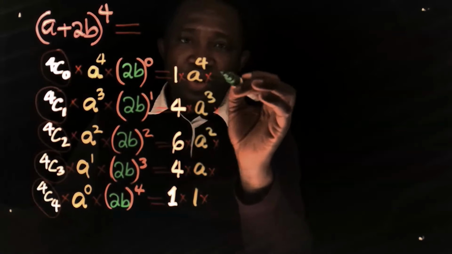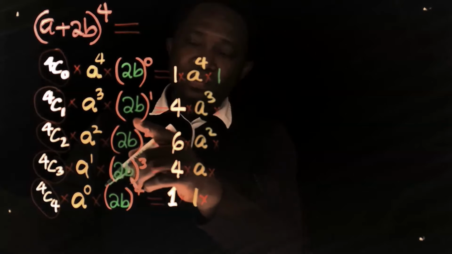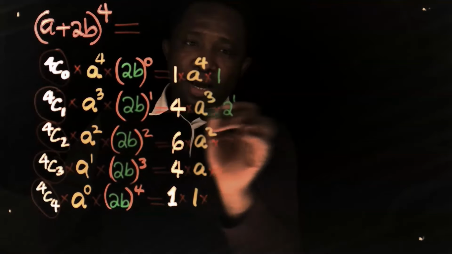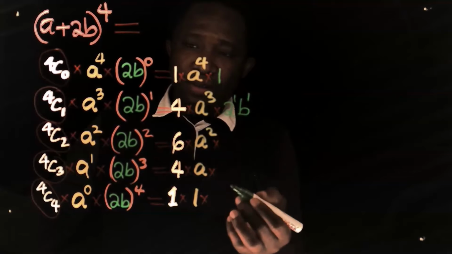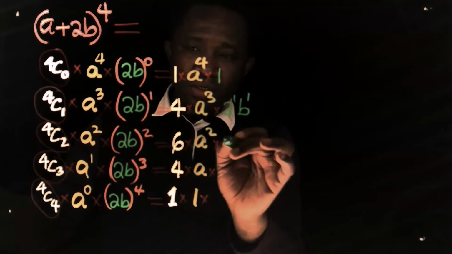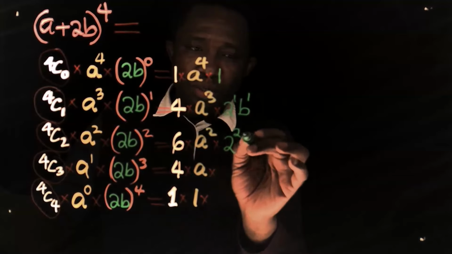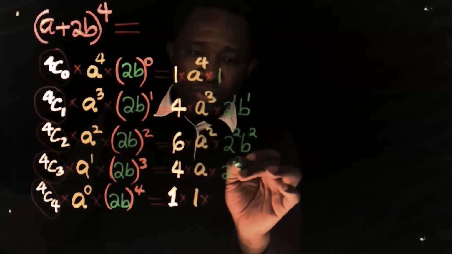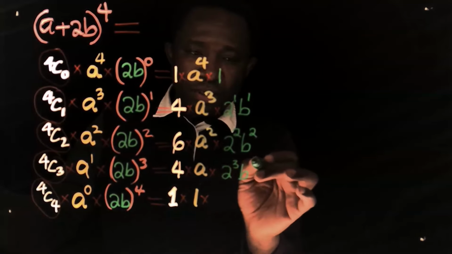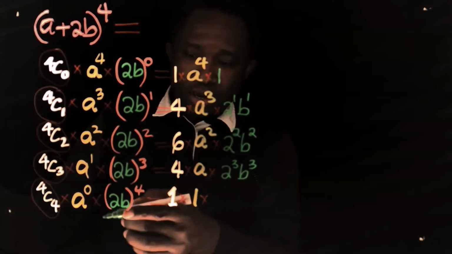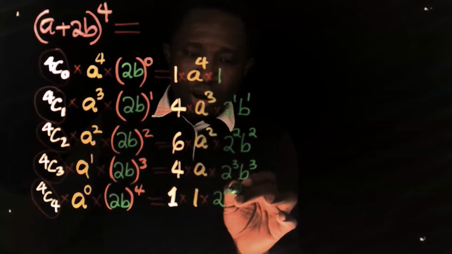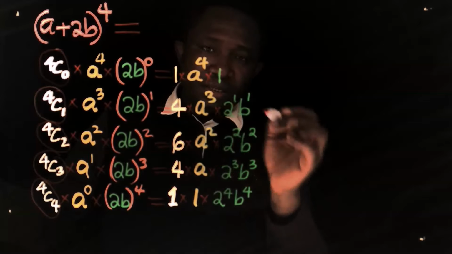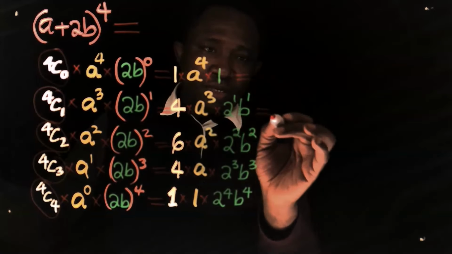Anything to the power of 0 is 1, and this is 2 to the power of 1 and b to the power of 1. This is 2 to the power of 2 and b to the power of 2. This is 2 to the power of 3, b to the power of 3. And this is 2 to the power of 4 and b to the power of 4. Next, we're going to simplify each of these further.